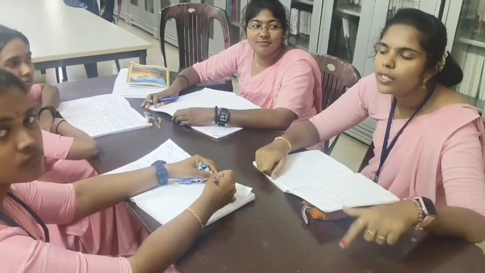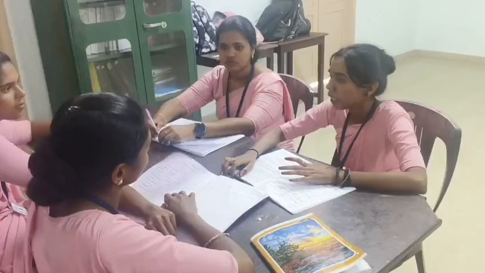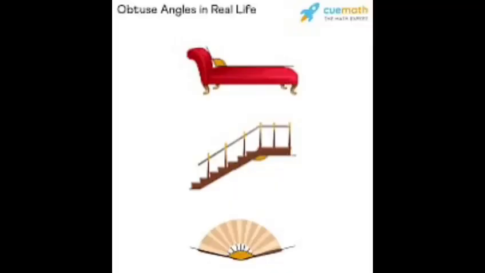Look, if the door is halfway open, what angle does it make? It makes an obtuse angle because the angle is more than 90 degrees. An obtuse angle is an angle that measures more than 90 degrees but less than 180 degrees. It is wider than a right angle but not flat like a straight angle.